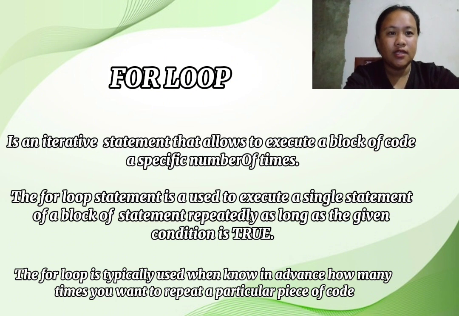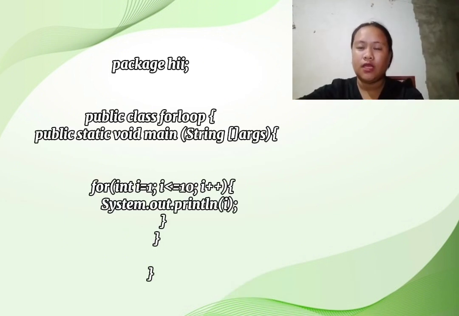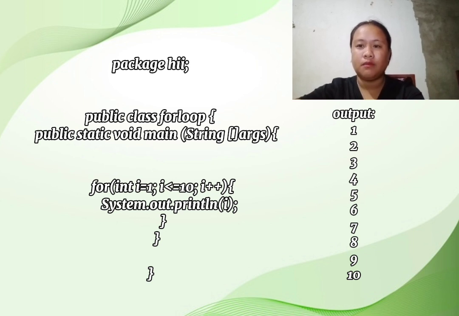So guys, this is the for loop. You see, the statement I use is the for loop statement. The purpose of this code is to display the numbers from 1 to 10. This loop is a control that allows us to repeat a set of instructions a specific number of times. In this for loop, it consists of three parts.